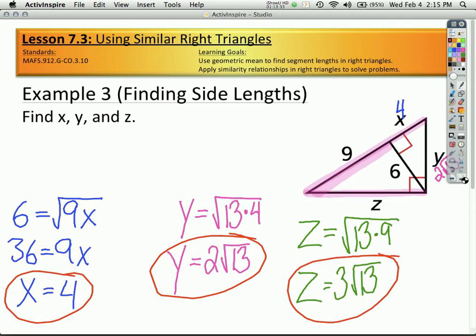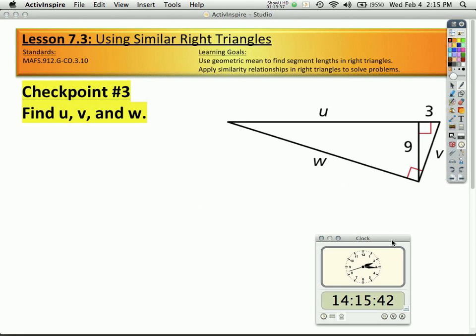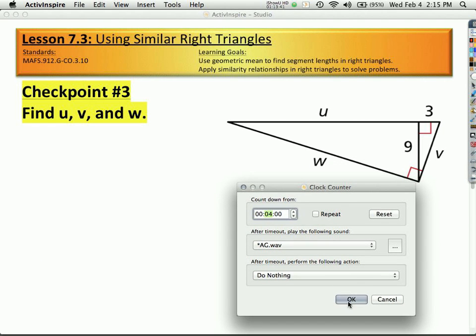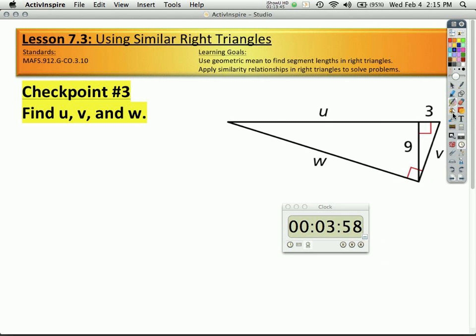Okay, so let's see how you do on your own. I'm going to put 4 minutes on the clock. If you finish and there's time left, then go ahead and compare your answers with your teammates.